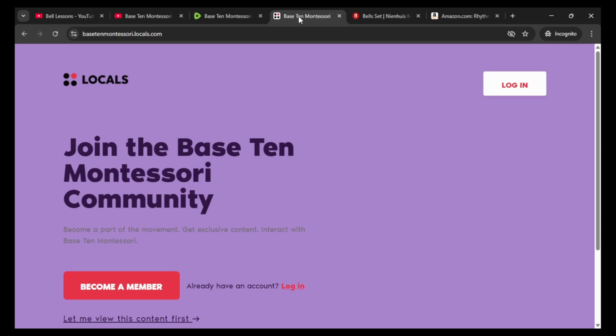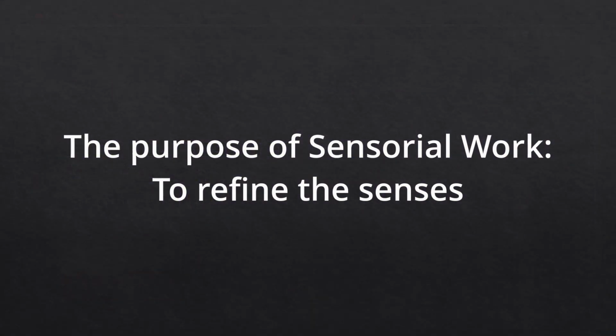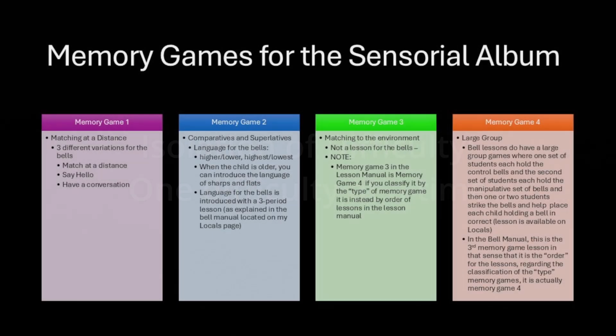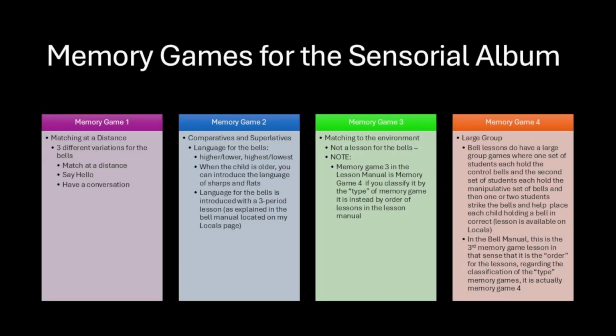Keep in mind that the lessons on the bells are found in the sensorial area of the AMI Montessori album, and that the purpose is to refine the auditory sense. Eventually, that will lead to playing music, but that is not where we start in the Montessori classroom, especially in the 3 to 6 age group. We start simply with the refinement of the senses, and we do that through a method called isolation of difficulty, or one difficulty at a time. So we start out very simply, but by the time we are finished, we will have some lessons that are challenging even for adults. One important thing to note is that the sensorial area has specific memory games to work through.